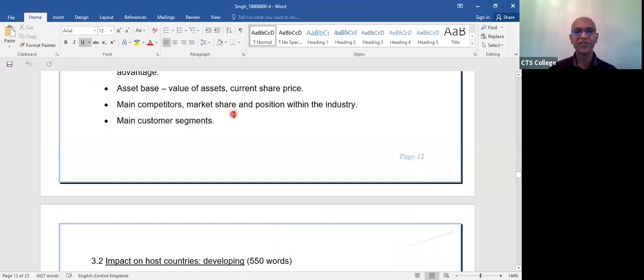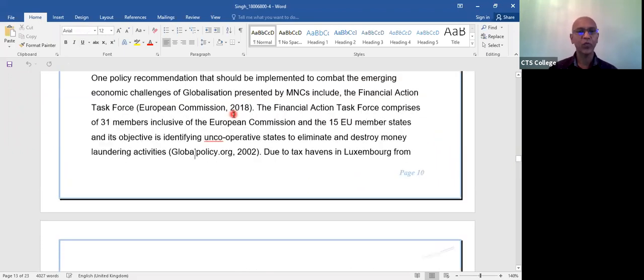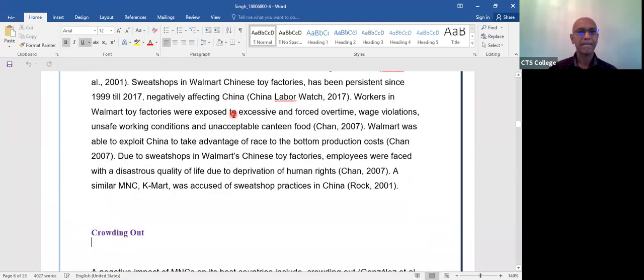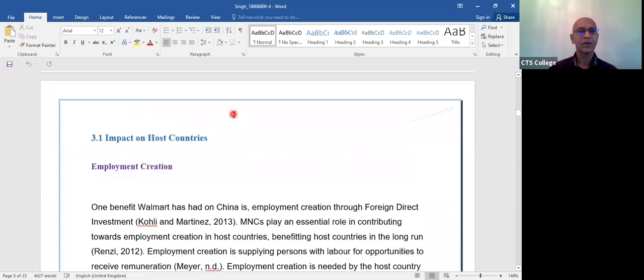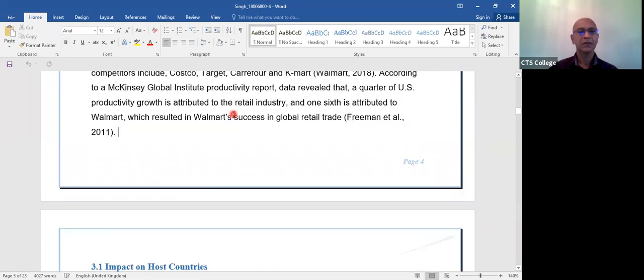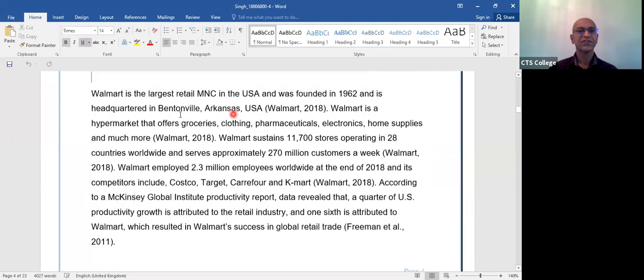So all of those areas are what we expect to see in the overview of Walmart. Let's see if the student covered all of those. Overview of Walmart. So Walmart is the largest retail MNC in the USA. So the student is indicating that Walmart has its origins in the USA. It was founded in 1962. Its headquarters is in USA. The sector in which it operates is a retail area.